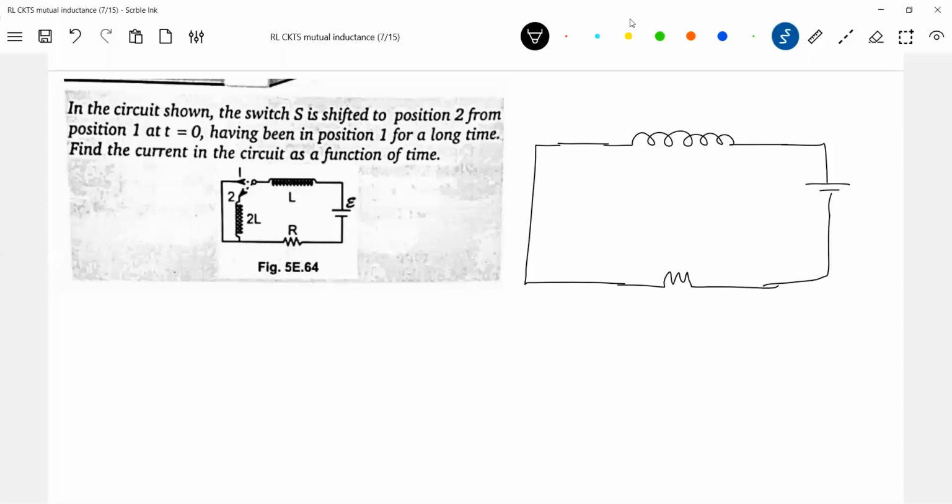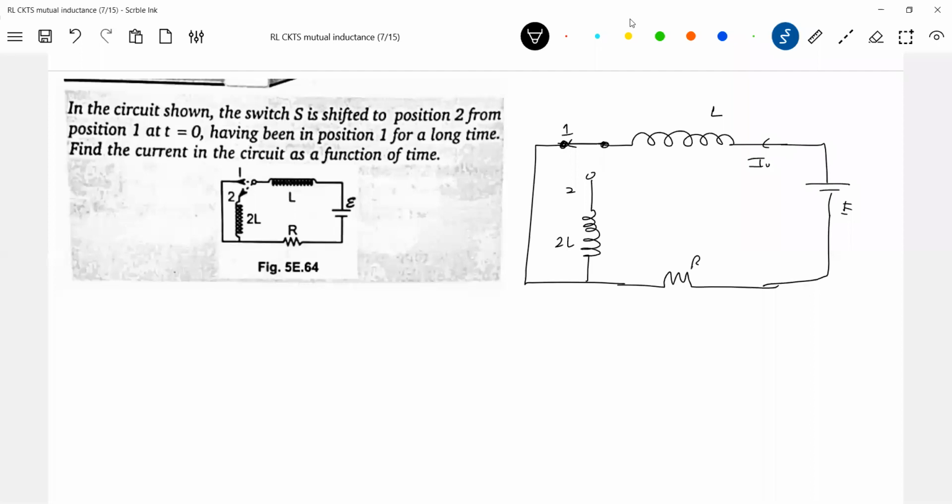Okay, this is the inductance L, and this is 2L. So we have a switch. The switch is initially at position 1, so any current will flow in the circuit. Let it be I naught.